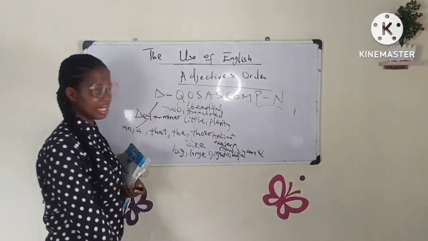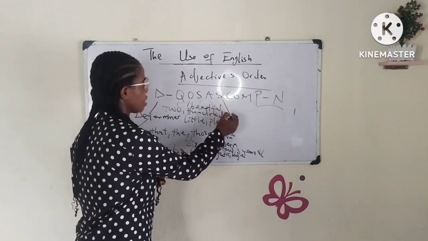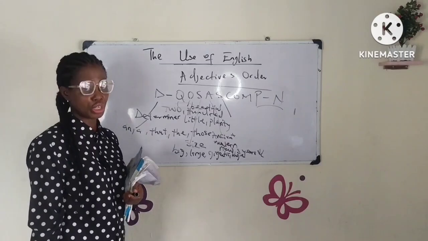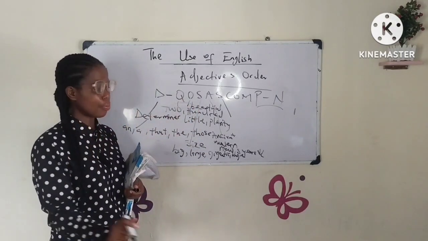How old is the thing that is being described? Okay, now after age, what do you have next? You have this S. This S stands for shape. Okay, the first S stands for size, the second S stands for shape.